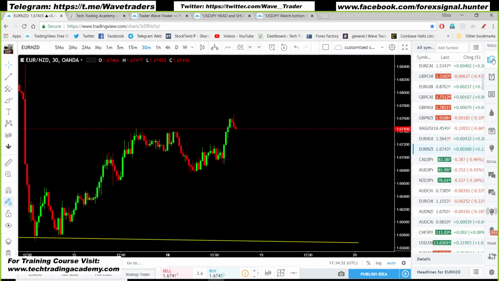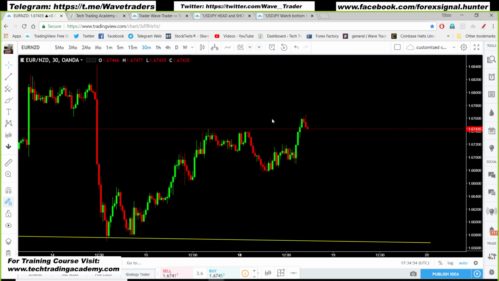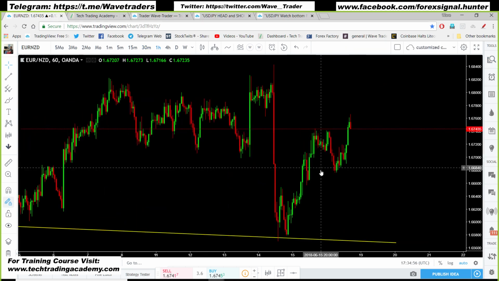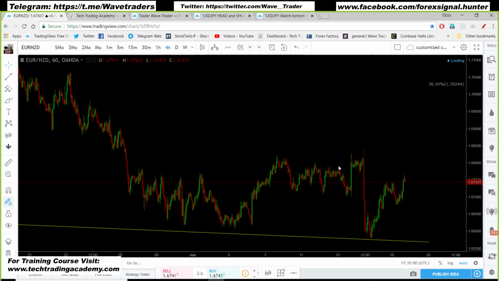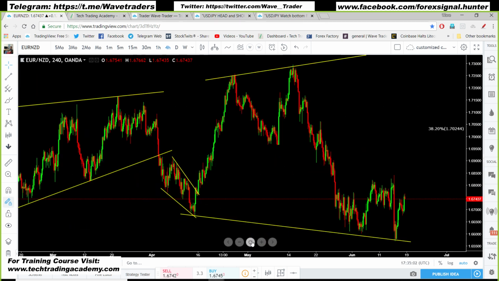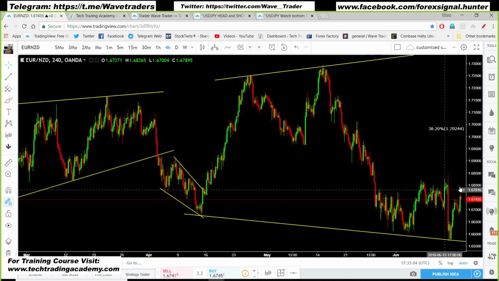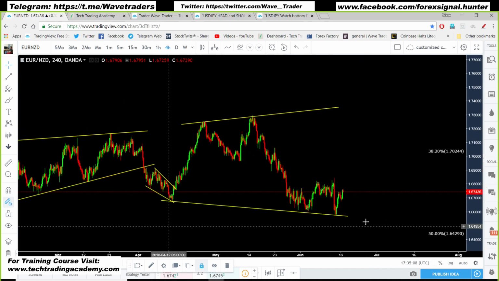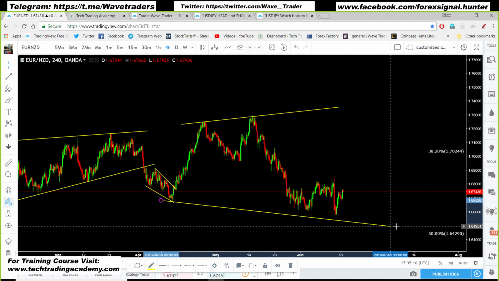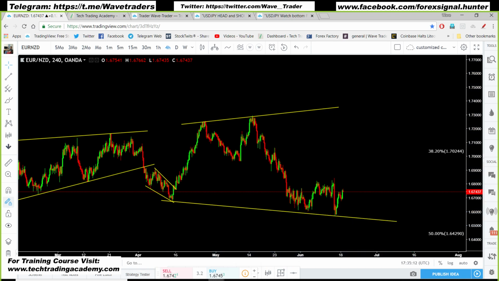Euro New Zealand dollar went down. I was showing you a sell setup on this pair last week, and it has just completed that trade setup. There's going to be another short-term sell setup on this pair. You guys can trade on that short-term sell setup. Once price completes that short-term sell setup, look for buy on the Euro New Zealand dollar.